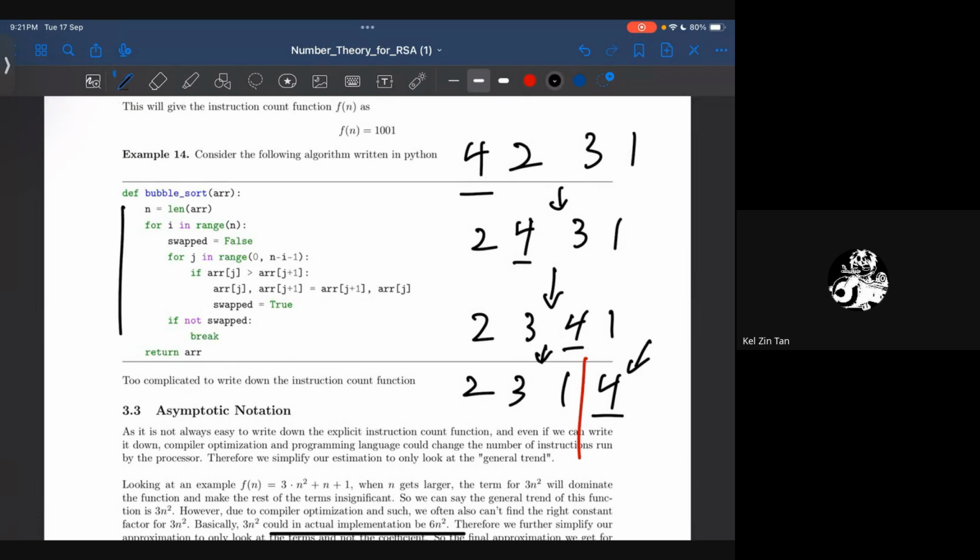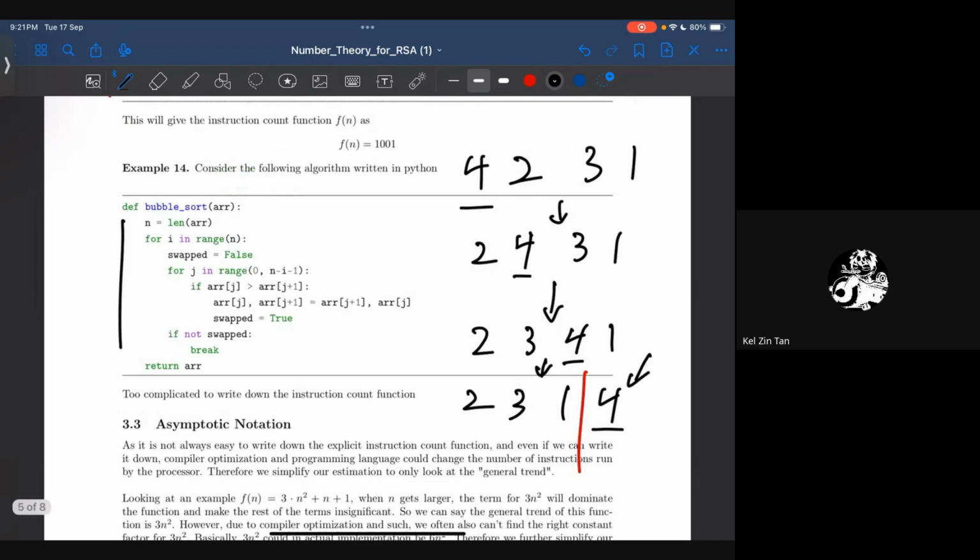So this is the algorithm here. The algorithm here is the bubble sort algorithm. You see that I do n times loop, and then for each loop I iterate from 0 to n minus I minus 1, which is basically I iterate until this part. For example, in the first iteration, I will iterate until here.